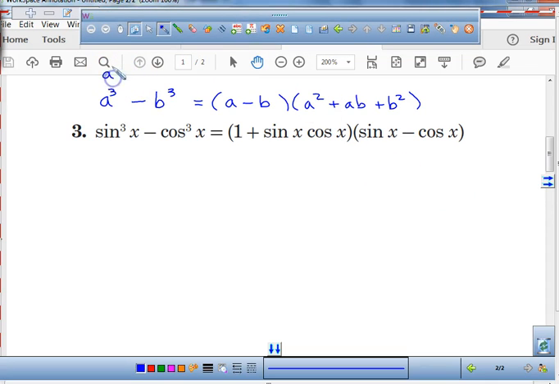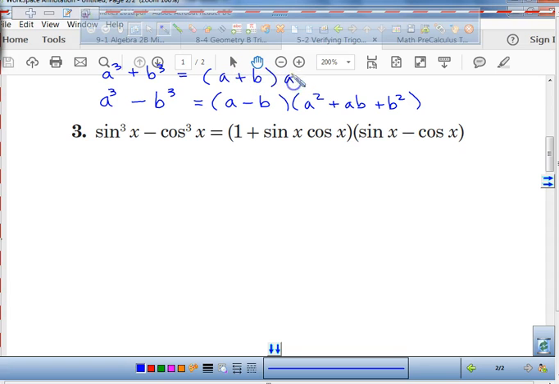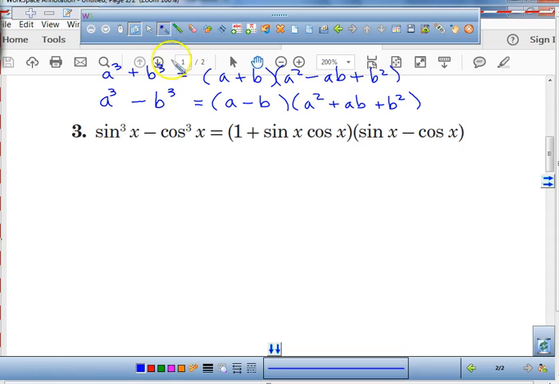Now, if this was a sum of 2 cubes, this would be the special factors for the sum of 2 cubes. You'd have a plus b times a squared minus ab plus b squared. So this is the sum of 2 cubes, and this is the difference of 2 cubes. Now, I'm going to color code this real quick. All right? I'm going to start with the left-hand side.